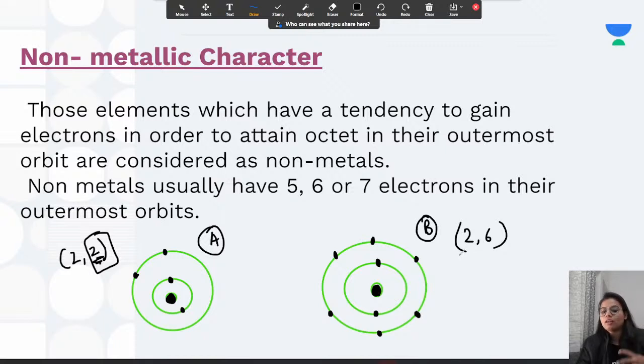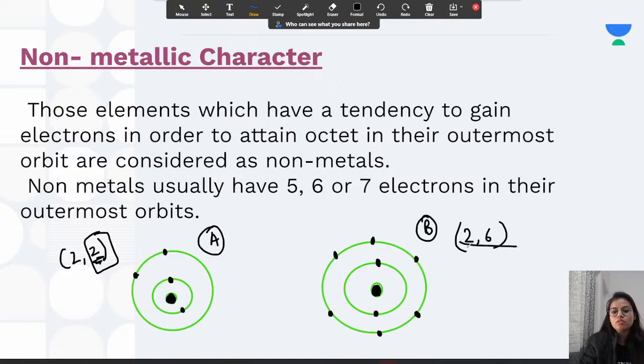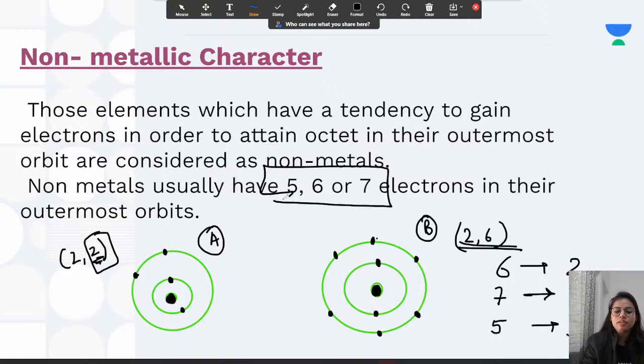Now if I ask you, what is easy for this particular element: to give 6 electrons or to take 2 electrons in order to achieve a stable configuration? Obviously it will take. So it has got 6 electrons, so it will be taking 2. If the case is 7 electrons, they can take 1. If the case is 5 electrons, they can take 3. So the non-metals generally have 5, 6 or 7 electrons in their outermost orbit.